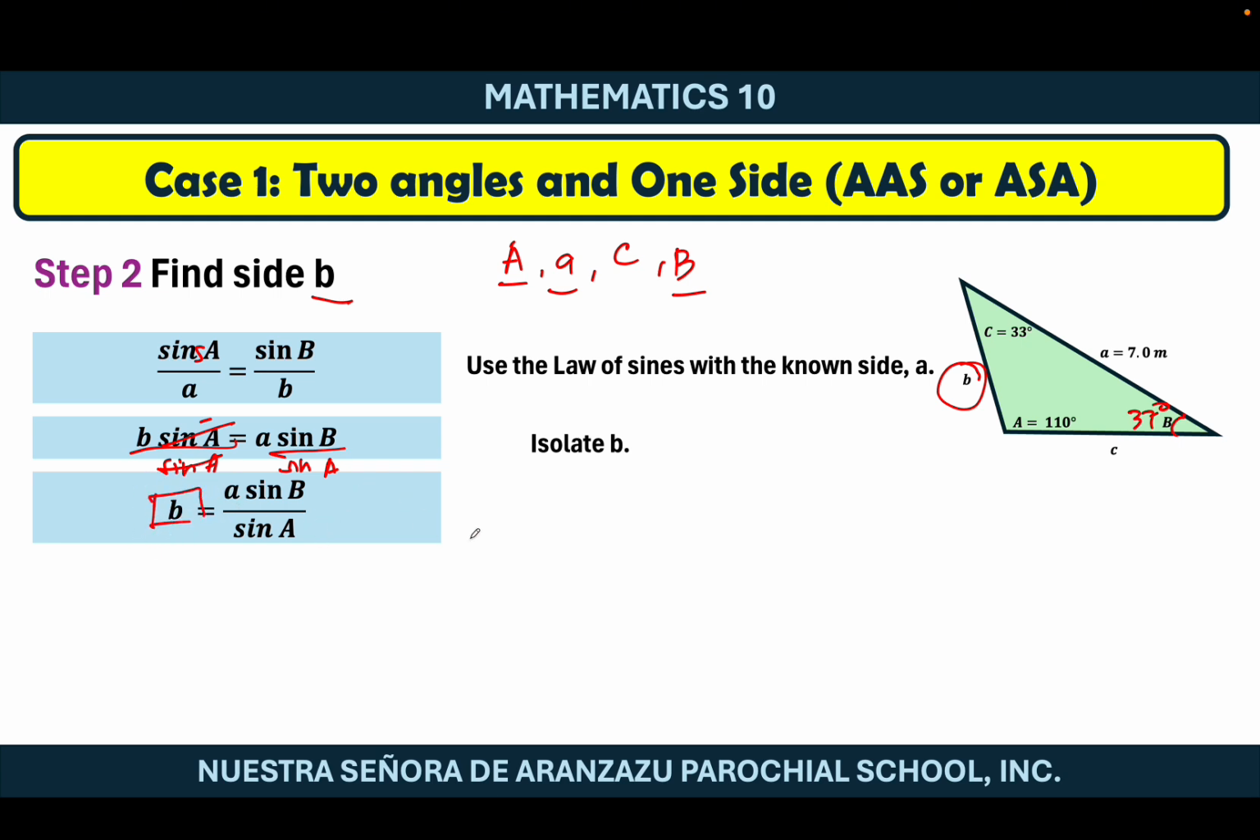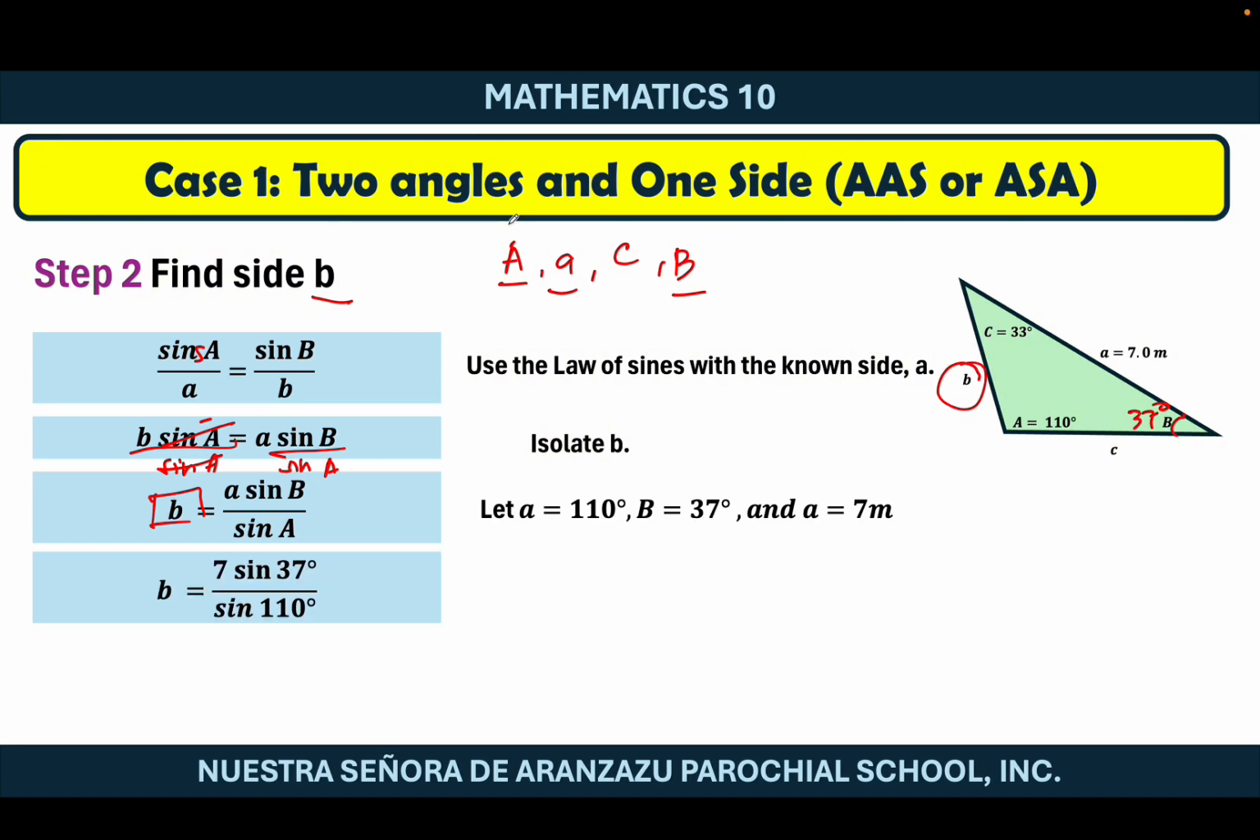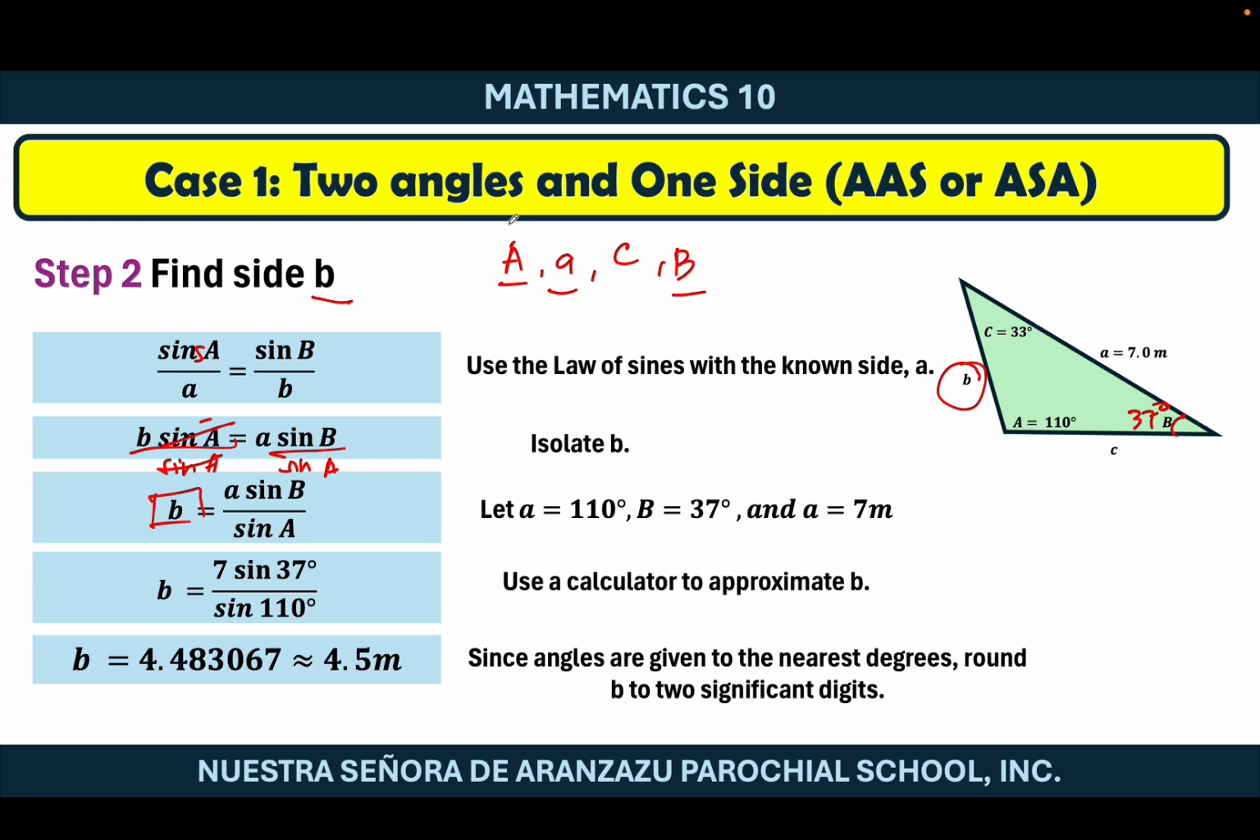Then substitute the given: angle A, side a, and angle B. So 110, 37, and 7. After that, just use your calculator. So you will have 7 sine 37 over sine 110. When we use the calculator, we solve for this side, which is equal to 4.48, or we can round this off as 4.5.